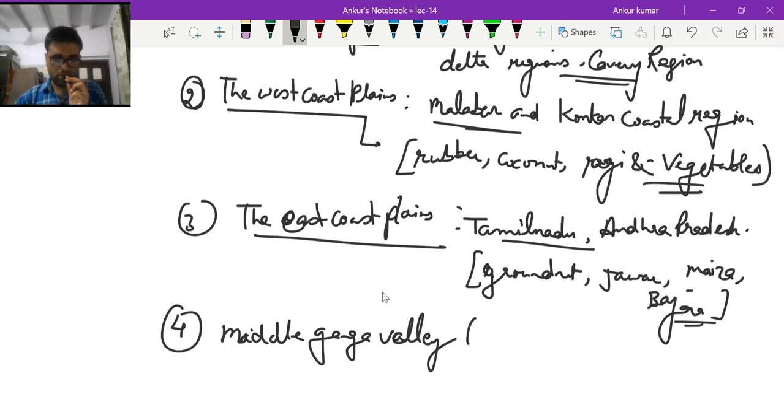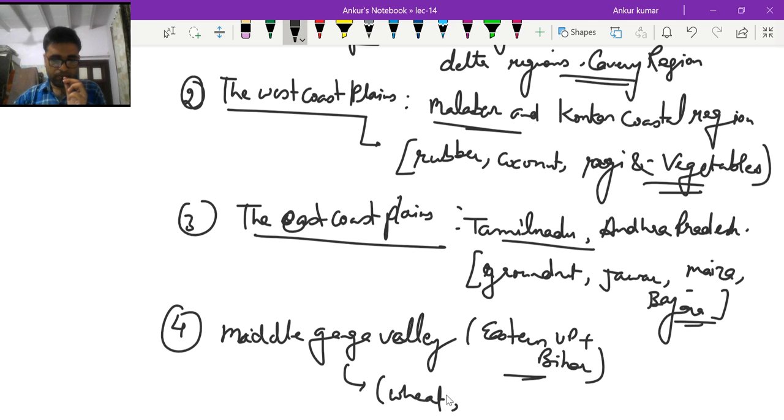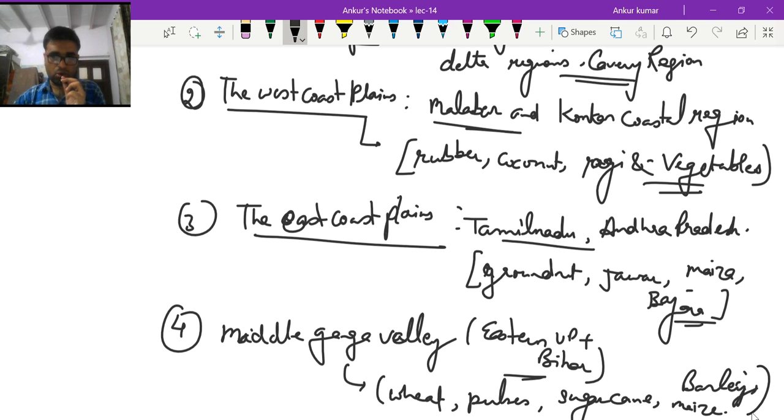More particularly in eastern Uttar Pradesh and Bihar. So this includes eastern UP and Bihar. Here again rice is the primary crop, but along with the rice, associated crops are wheat, pulses, sugarcane, barley, and maize. These are the associated crops along with the rice. So rice is the primary. Rice is primary in all these crops that we are discussing.